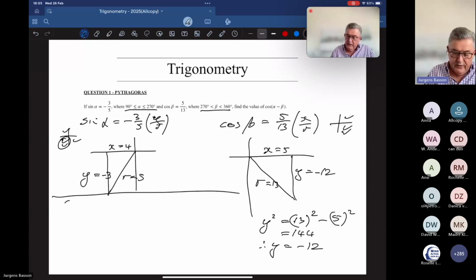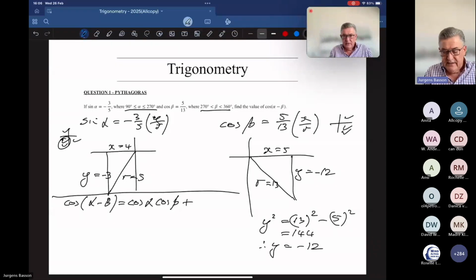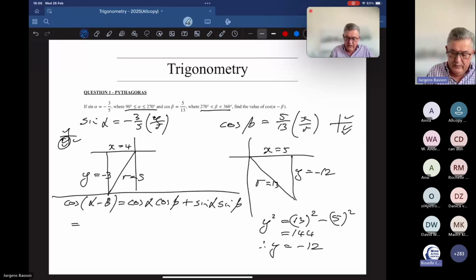So what we now need to do is just to answer the question. They ask us for the cos of alpha minus beta. So we must expand it. That is the cos of alpha, cos of beta, plus, you remember what I said? Cos is cos, sine, sine, and a minus will be plus. For cos, the signs are different. With sine, the signs are the same. So this is sine alpha, sine beta.